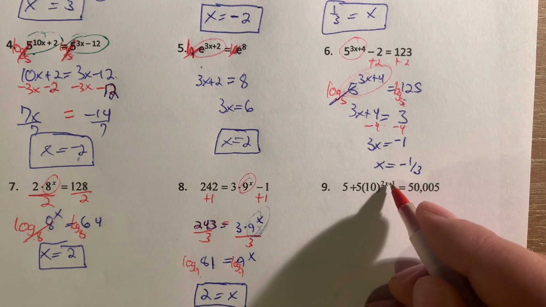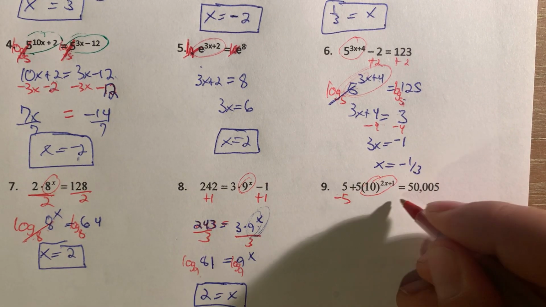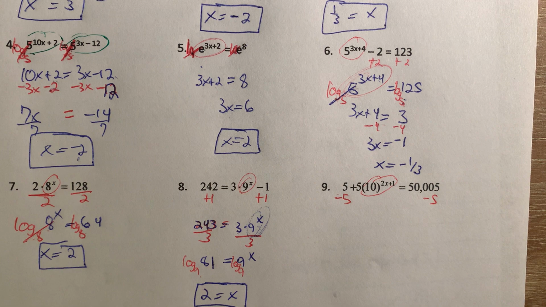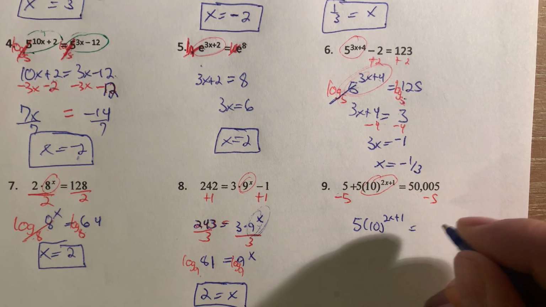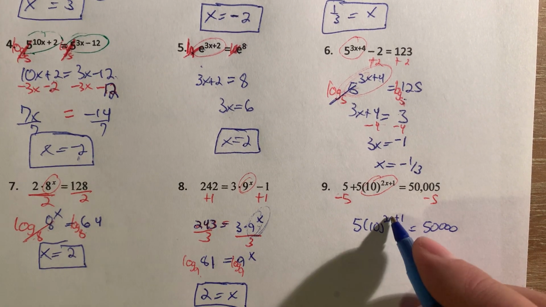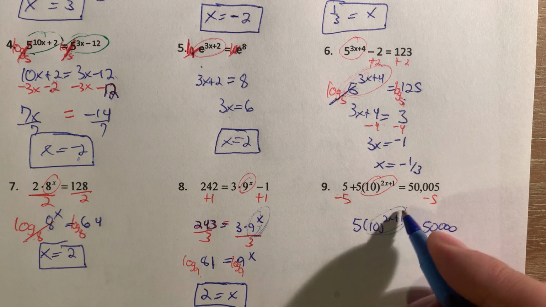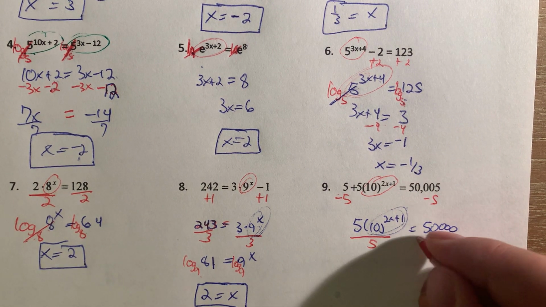Here we go. Here is our exponential right here. Minus 5, minus 5. 5 times 10 to the 2x plus 1 equals 50,000. 10 to the 2x plus 1, again, that's our exponential. That's something to the power. It's getting multiplied by 5. So we are going to divide by 5.